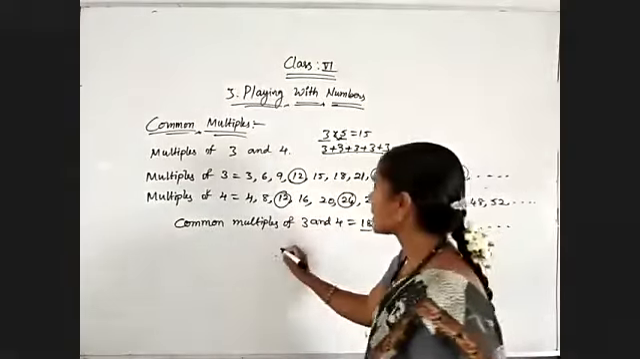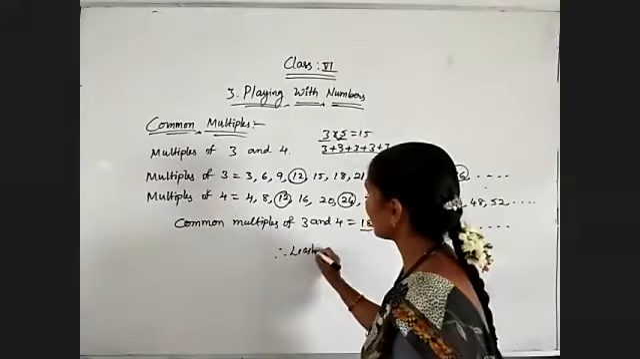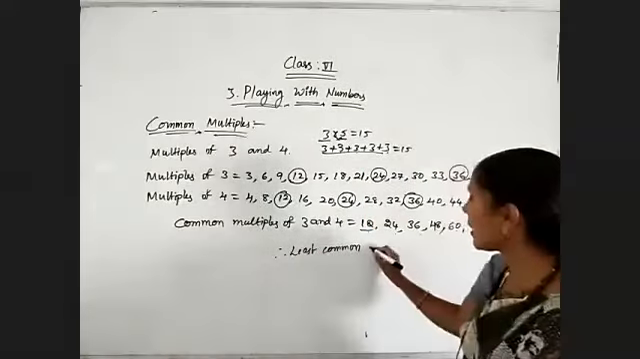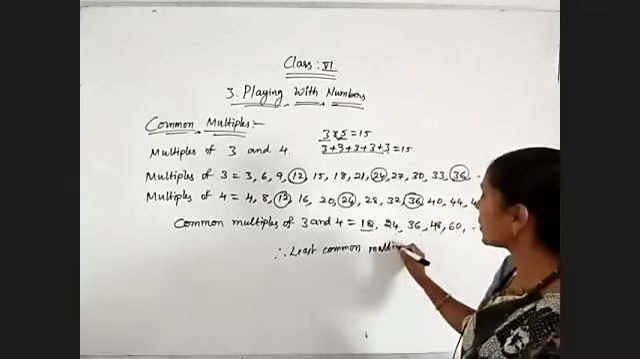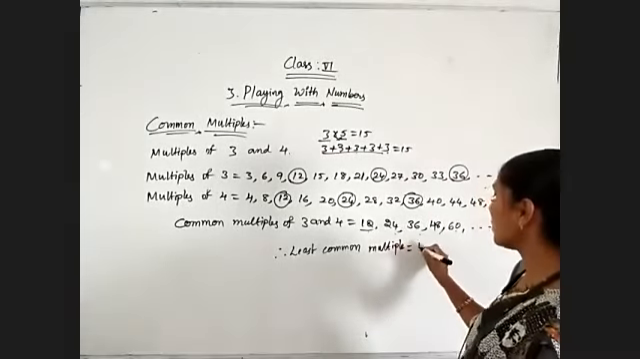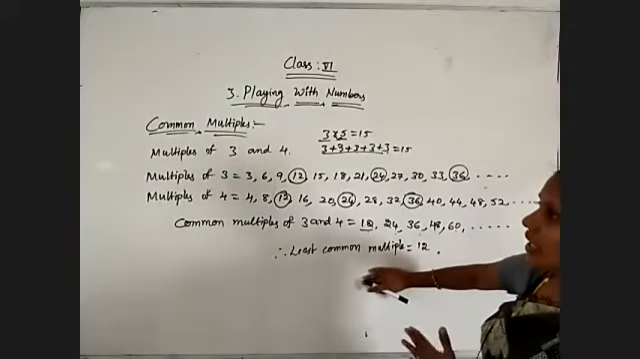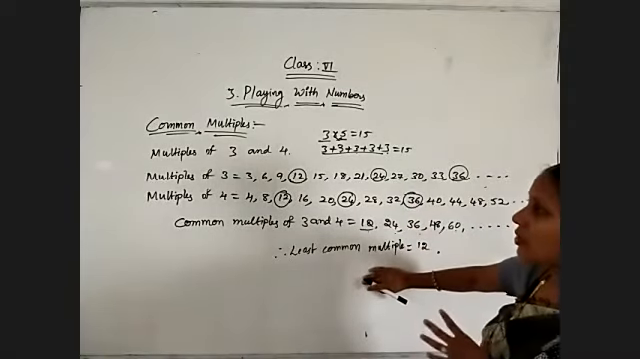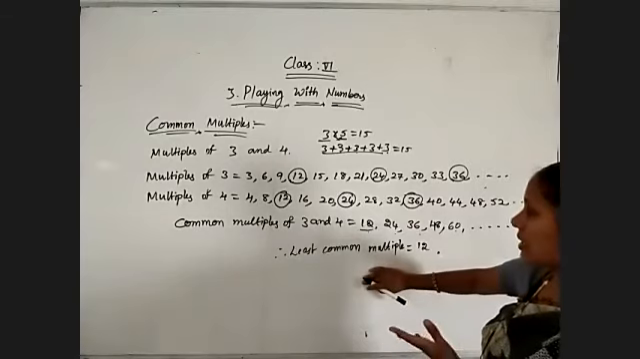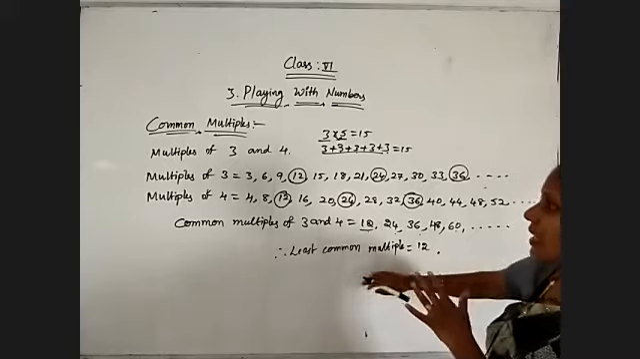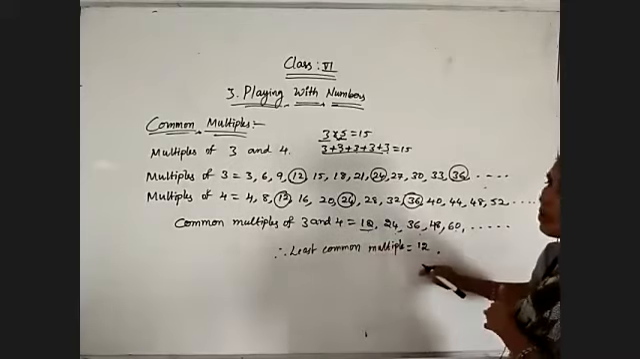Therefore, the least common multiple, least meaning smallest common multiple, which is common for both, is equal to 12. So this is the method of how to find the LCM of two or three given numbers. By writing the common multiples, this is the basic method. By writing the common multiples, we can find out the LCM.